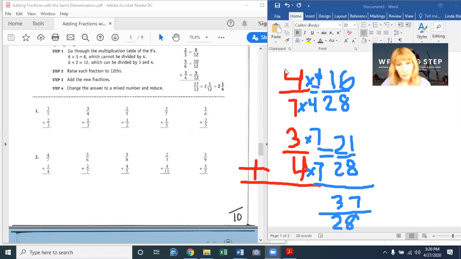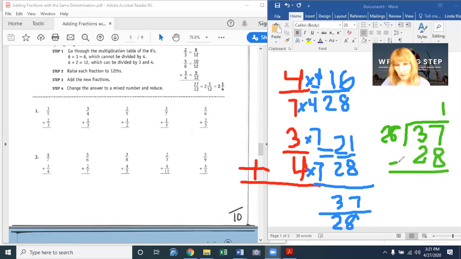Again, we have to change it to a mixed number because it's improper. 37 divided by 28. How many 28s go into 37? 1. I subtract 37 minus 28. And I get, well, 8 won't be, you can't take an 8 into a 7. So the 3 becomes a 2. This becomes 17. 17 minus 8 is 9. 2 minus 2 is 0, so just a 9. 1 and 9/28.